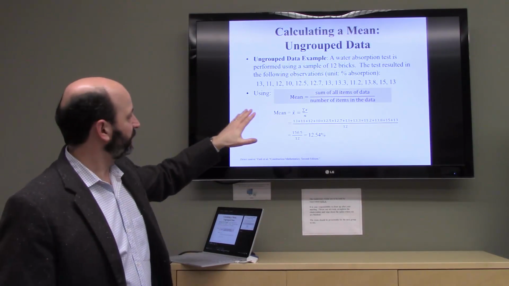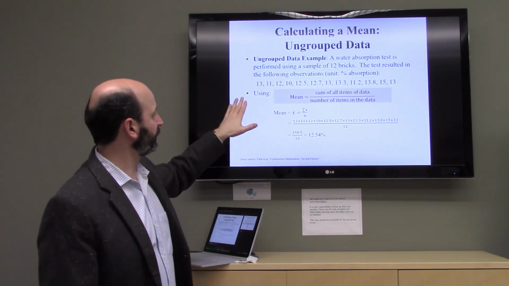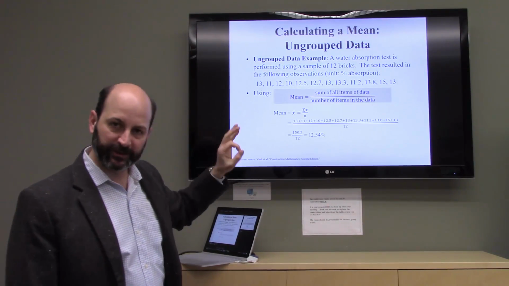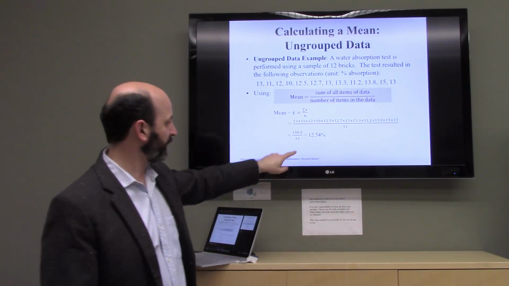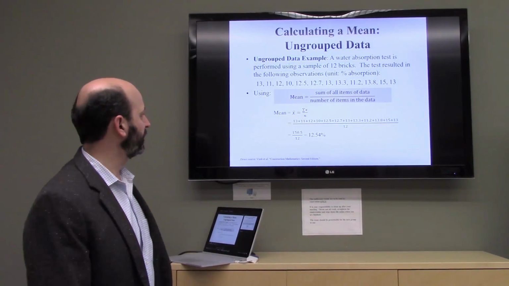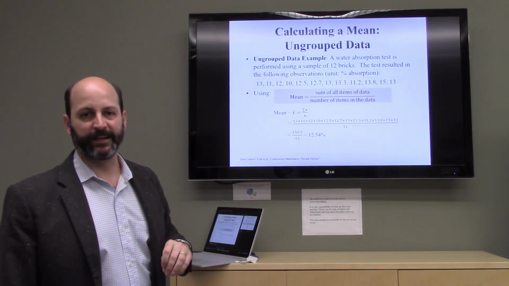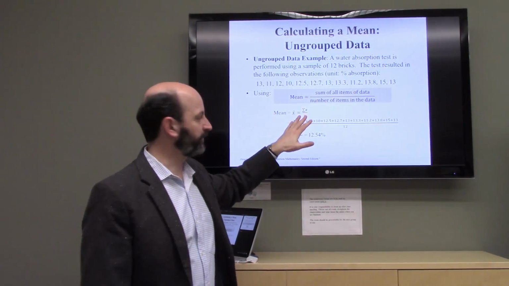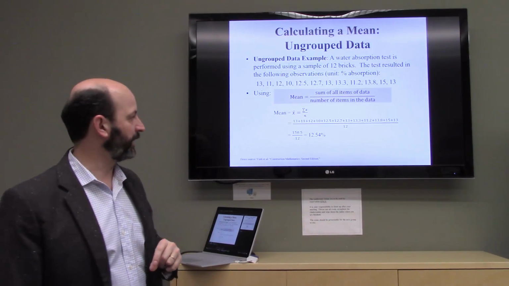A water absorption test is performed using a sample of 12 bricks. The test resulted in the following observations. The unit of analysis here is percent absorption. So remember that at the very end, when we arrive at a percentage, that is the mean. Using our formula, the mean equals the sum of all items in the data, or all observations, divided by the number of observations in the data.